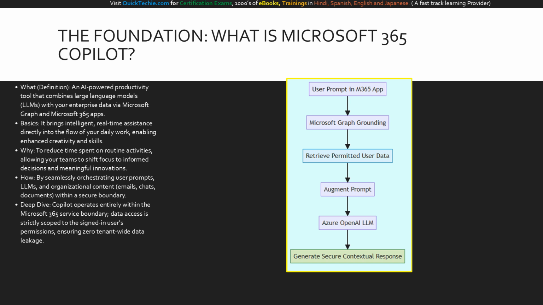Take a look at this architectural flowchart. When a user submits a prompt in an app like Word or Excel, it doesn't go straight to the AI. First, it hits Microsoft Graph for grounding. This is where Copilot retrieves only the files and emails that specific user is permitted to see. The prompt is then augmented with this rich context and sent to the LLM securely. Finally, the LLM generates a highly contextual and secure response. This diagram proves that your AI outputs are firmly anchored in your trusted enterprise data.